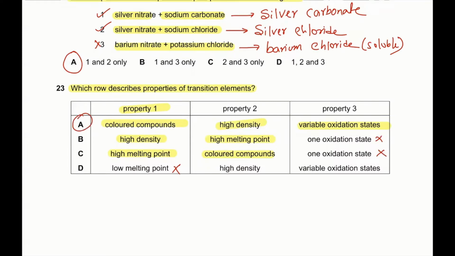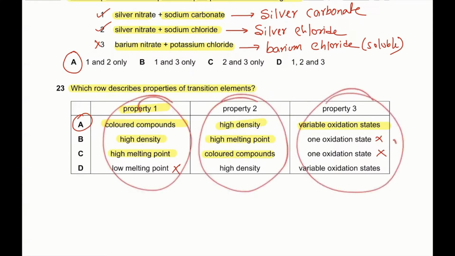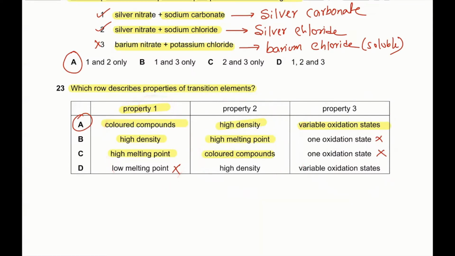Guys, question number 23, A. We just have to check in these particular questions. It doesn't say which properties we have to find in which row. However, generally we have to tick out and cross out the properties that the transition element will not have, and then basically we'll get our row.